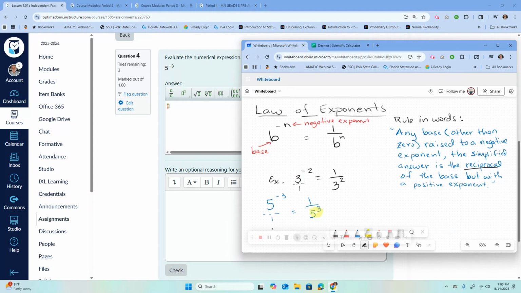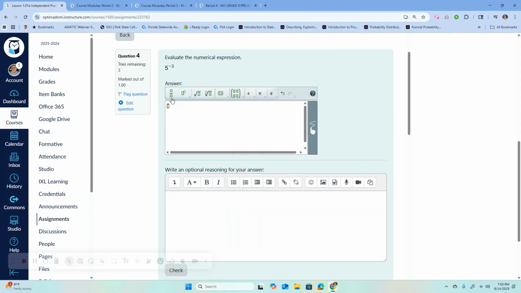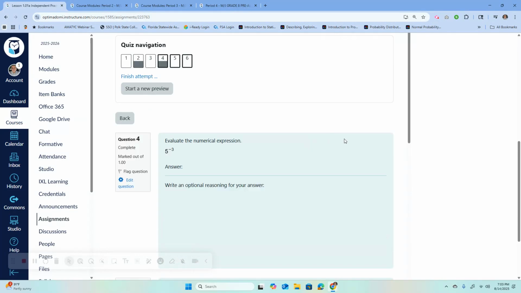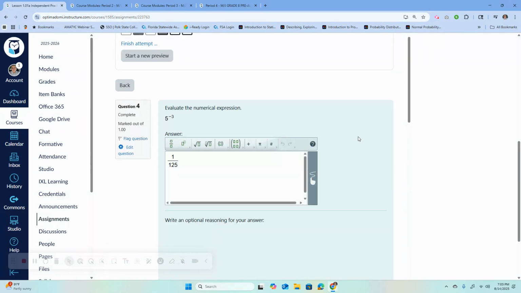Now, that's for 5 to the 3rd power. What I want to make sure you remember here is that 5 to the 3rd power is on the bottom of the fraction. The top remains the same. You're going to have the 1 there. And that's what I'm going to type here: 1 over 125. And I'm going to check my answer. And that's how you work problem number 4.